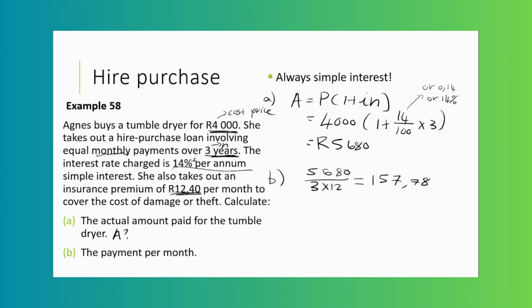this tumble dryer. But it's not the only thing she's paying each month. She's also paying the 12 Rand 40 that they forced her to take out because she needs insurance in case something happens. So actually her payment each month is the 157,78 plus the 12 Rand 40. So she's actually paying each month 170 Rand and 18 cents.